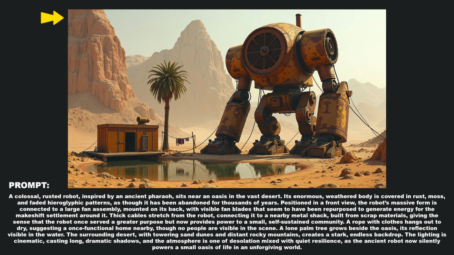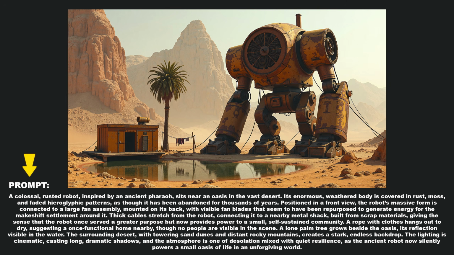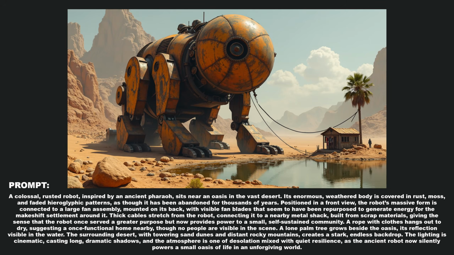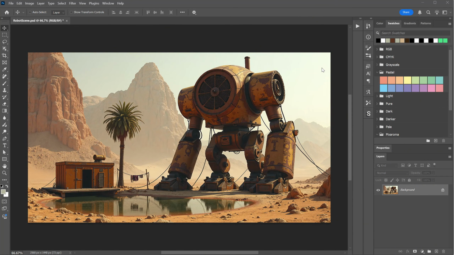It all started with a photo I generated using AI with Comfy UI and the FluxDev model using the long prompt you see here, which was also generated with ChatGPT. It took a few tries to get it just right, and this is the version I chose. Then I opened the image in Photoshop.